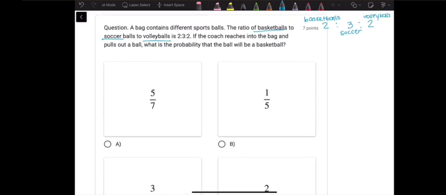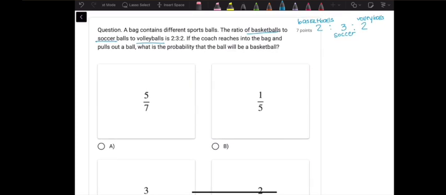So, if the coach reaches into the bag and pulls out a ball, what is the probability that the ball will be a basketball? Well, you're going to need the total number of sports balls that you have in the bag. How are you going to get that total? You're going to add up the numbers in your ratio. So, if you add up 2 plus 3 plus 2, you're going to get a total of 7. So there's a total of 7 sports balls in the bag. Okay? Or at least in the ratio, there's a total of 7. This means that if there's only 7 sports balls in the bag, 2 of them are going to be basketballs, 3 soccer, 2 volleyballs.